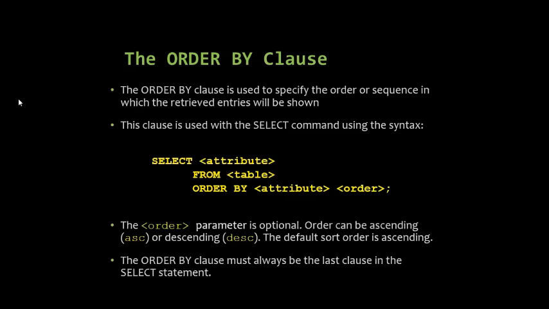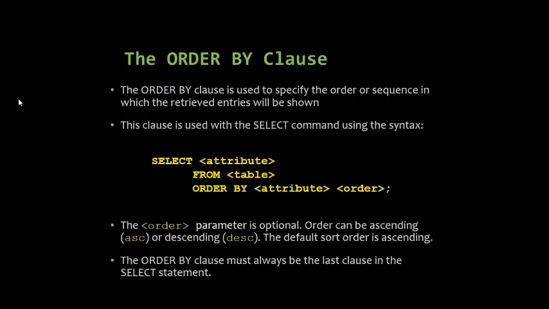Now let's move on to the order by clause. The order by clause is used to specify the order or sequence in which the retrieved entries will be shown. So basically, if we want our results to be arranged or sorted in any manner that we prefer, then we can use the order by clause. This clause is used with the select command using the syntax select attribute from table order by attribute and then the order parameter. The order parameter is optional. It can either be ascending, ASC, or descending, DESC.